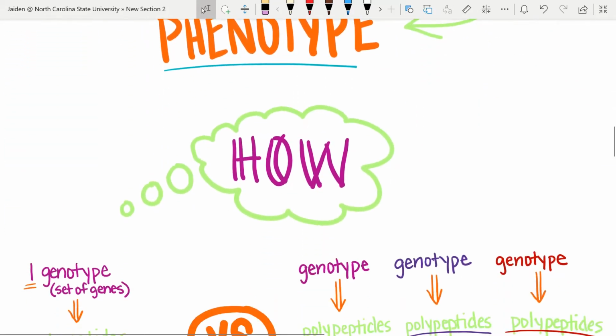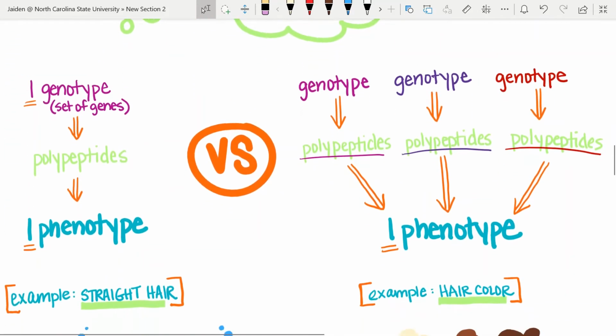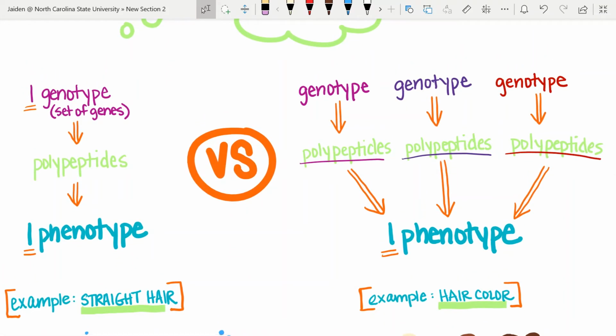But how? So for some traits or phenotypes, such as having straight hair, one genotype from a specific gene produces its own polypeptides to represent one phenotype, versus like to the right, where traits like hair color can have 3 different genotypes with 3 different polypeptides and still represent one phenotype too.